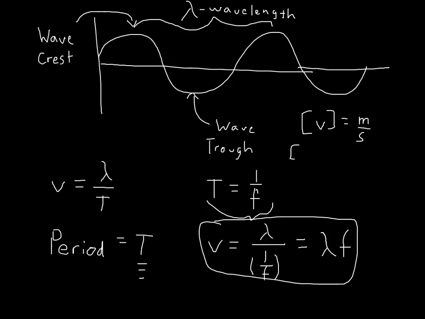So the units of velocity are equal to the units of wavelength times the units of frequency. The units of wavelength are meters, the units of frequency are hertz, which are 1 over seconds. So I get my units to work out. The units of velocity are meters per second, and everything works. So we really need to learn and understand this equation. Velocity of a wave is wavelength times frequency.